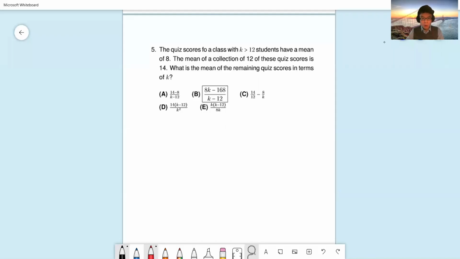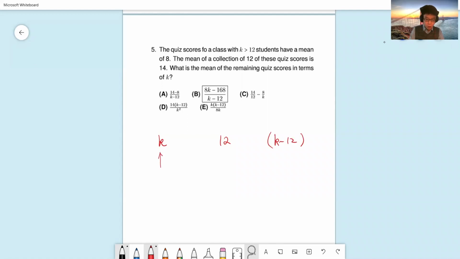Question 5. The quiz scores for a class with K students have a mean of 8. And the mean of a collection of 12 scores is 14. What's the mean of the remaining quiz scores in terms of K? So totally we have K quiz scores. It's divided into 2 groups. In one group we have 12 scores. In the other group we should have K minus 12 scores.